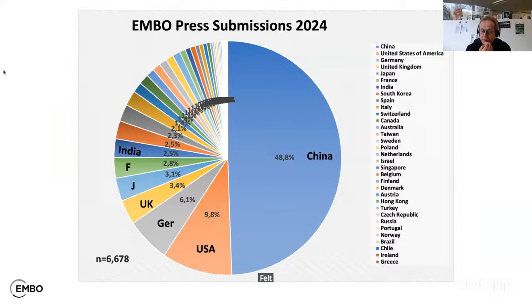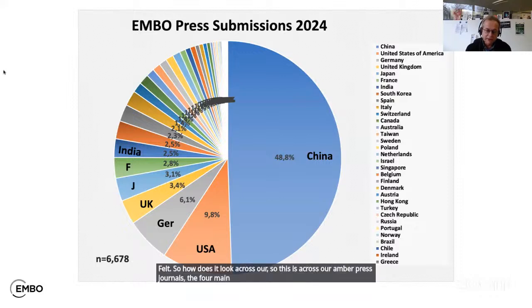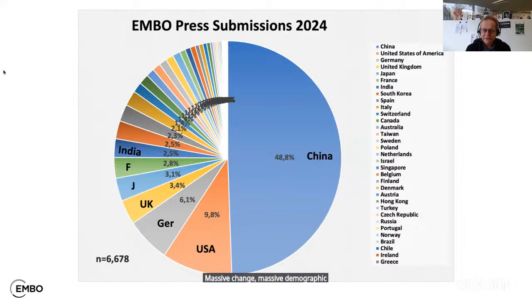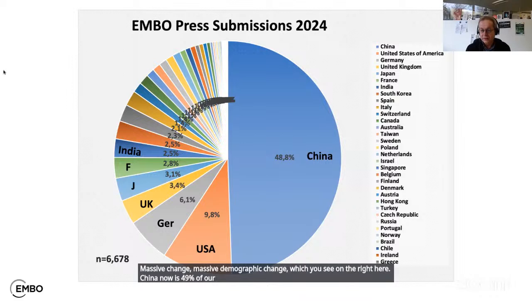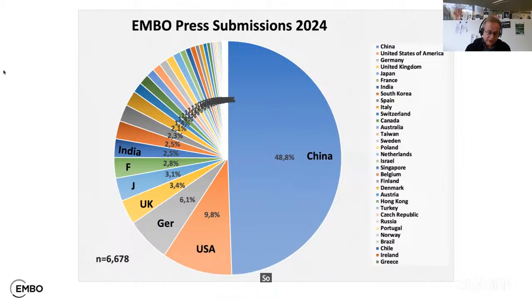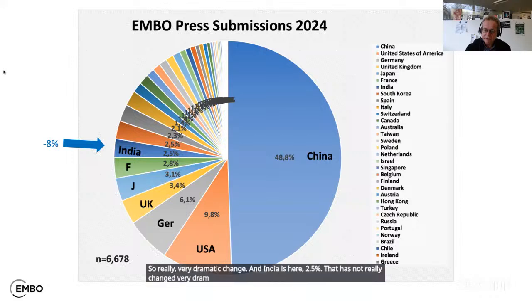So how does it look across our, this is across our EMBO Press journals, the 4 main EMBO Press journals. Massive change, massive demographic change, which you see on the right here. China now is 49% of our submissions, and that's only in the last 2-3 years this really exploded. So really very dramatic change. And India is here, 2.5%. That has not really changed very dramatically in the last 5 years.